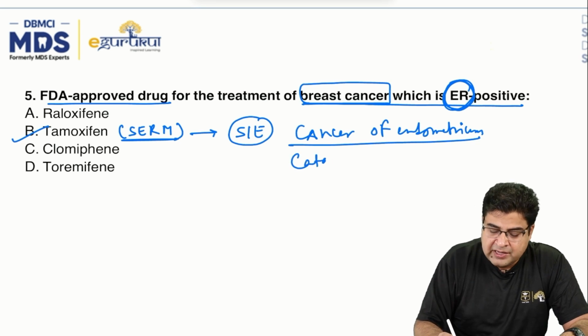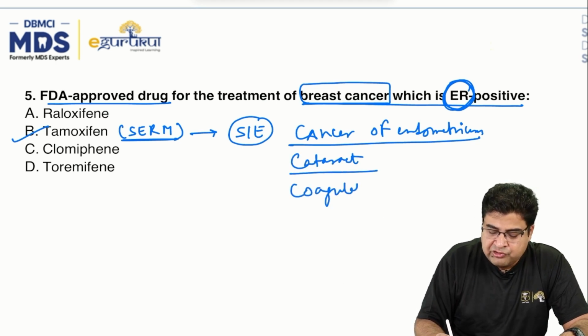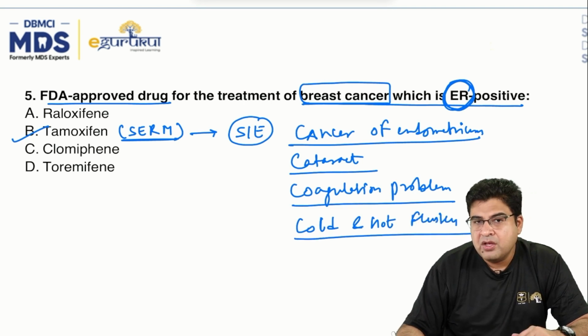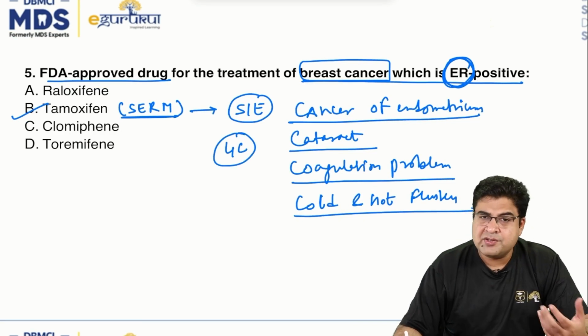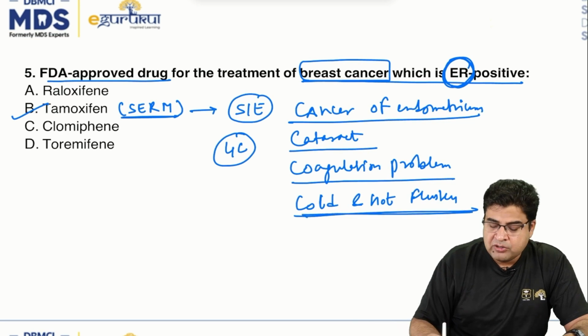This medicine can result in cataract as a side effect. This medicine can cause coagulation problem. The medicine can result in coagulation problem and can result in cold and hot flashes. This medicine can cause cold and hot temperature intolerance. So the medicine can cause 4 side effects. All side effects start with C. The medicine can cause cancer of endometrium, cataract can be there, coagulation problem can be there, and cold and hot intolerance can be there.